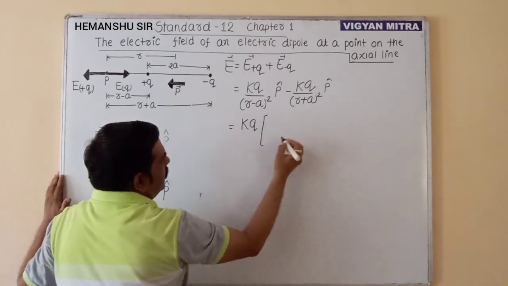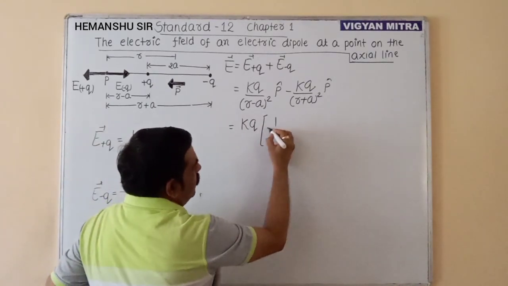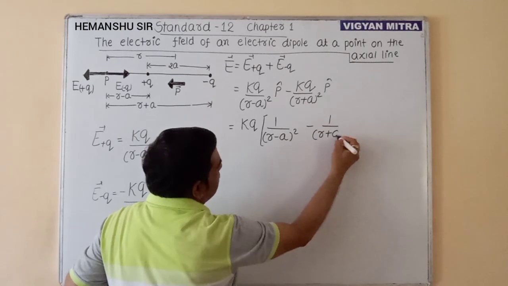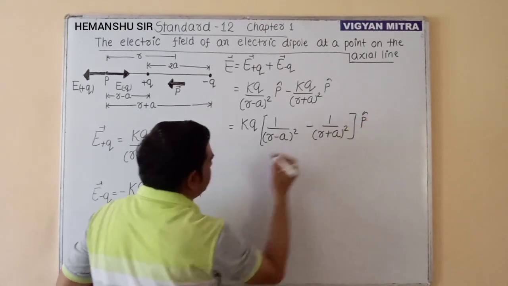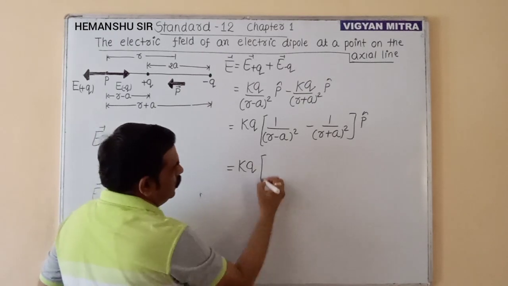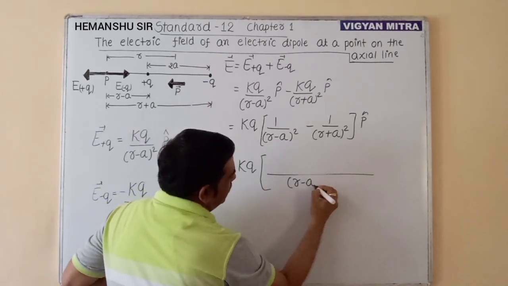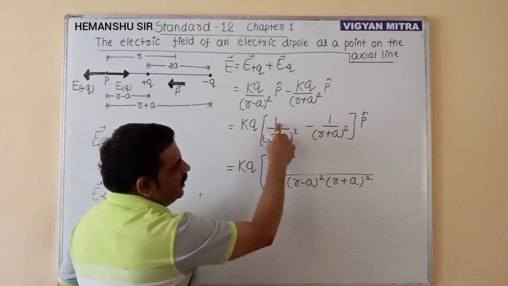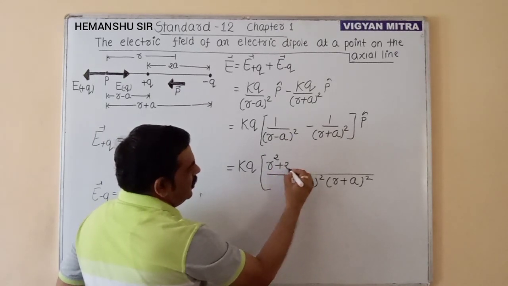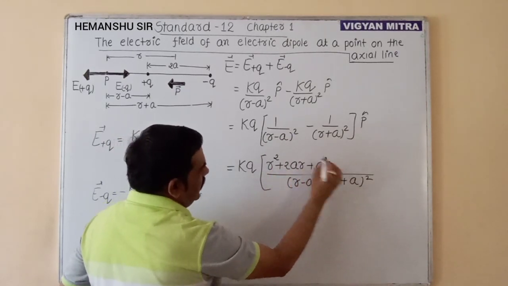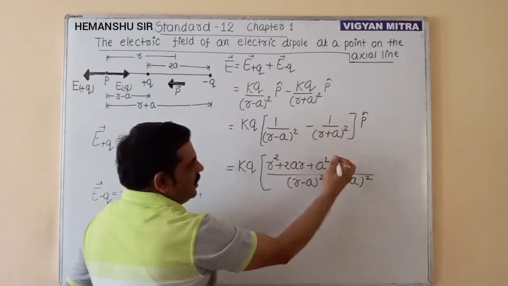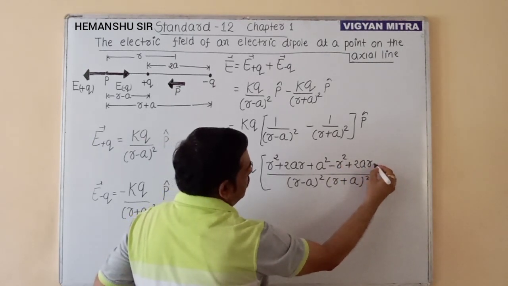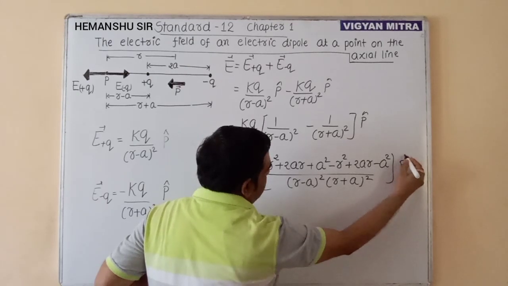K, Q and P cap are common, so it is 1 over (R minus A) square minus 1 over (R plus A) square into P cap. Take the LCM: KQ. Here the LCM is (R minus A) square (R plus A) square. Here it will be (R plus A) square, that means R square plus 2AR plus A square. Here (R minus A) square, and the negative sign is in between, so it is minus (R square minus 2AR plus A square) into P cap.